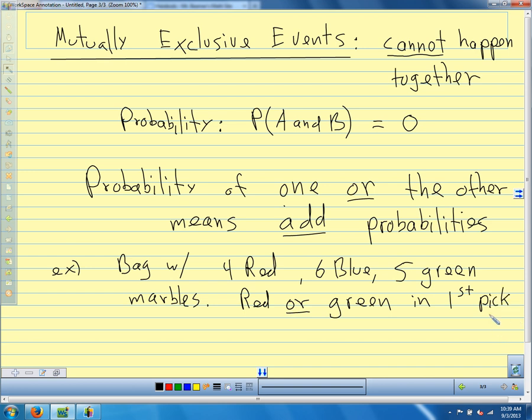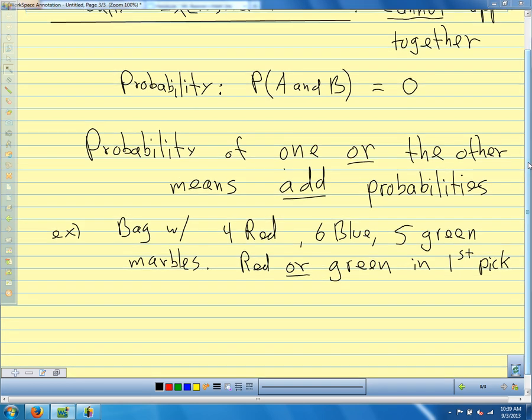So our first clue is the word or. The problem says or. We also can't pick a red and a green. If we're picking one marble, we can't pick a red and a green all at once, can we? We can only pick one. There aren't any marbles that are red and green. So that tells us they can't happen together. So the or tells us to add probabilities. The or means add.